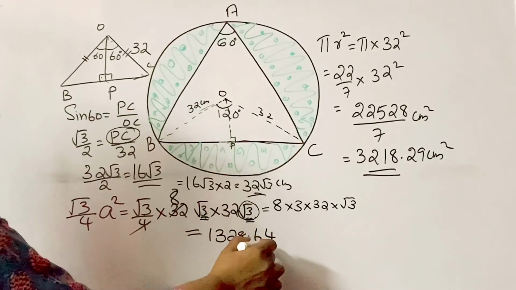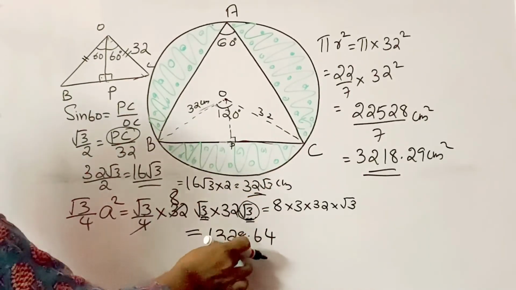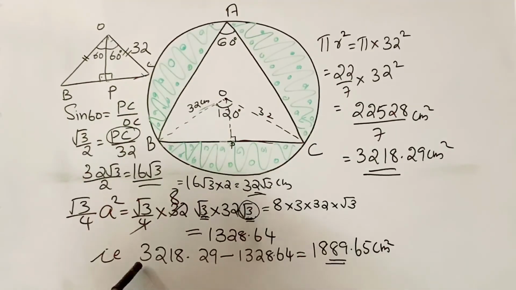That is 1328.64. Now area of the shaded part is equal to this minus this. That is 3218.29 minus 1328.64. That is 1889.65 centimeter squares.